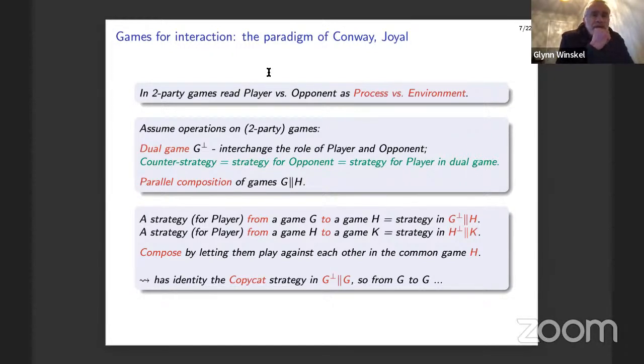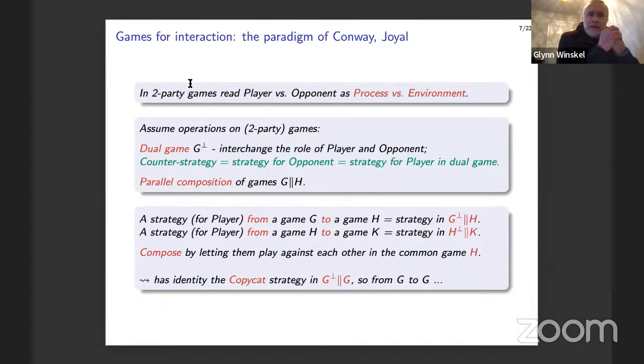So this is the idea that games for interaction underlie the work of Conway, and as probably most of you know, that got tidied up and made more categorical by André Joyal, apart from a little mistake he made in the parallel composition called sum there. Anyhow, this is an idea of using games as a model for interaction. Specifically, we're thinking of two-party games, and we're giving a reading of player and opponent as process, player representing the process over which we have control, versus the opponent, which is the environment over which we have no control.